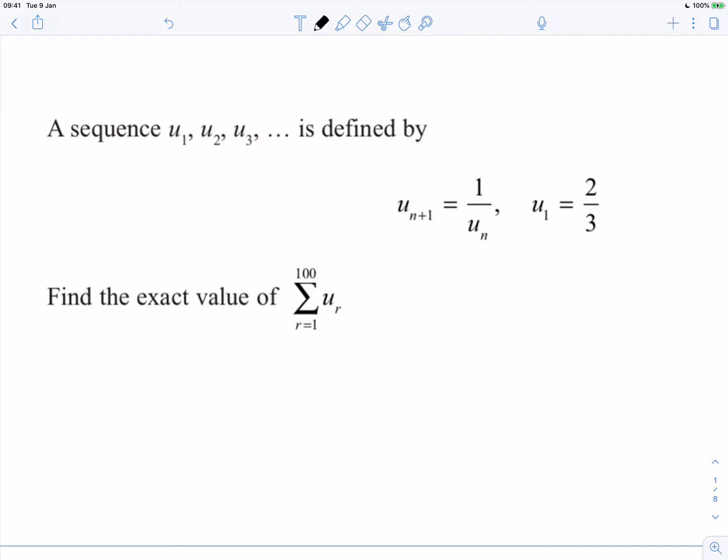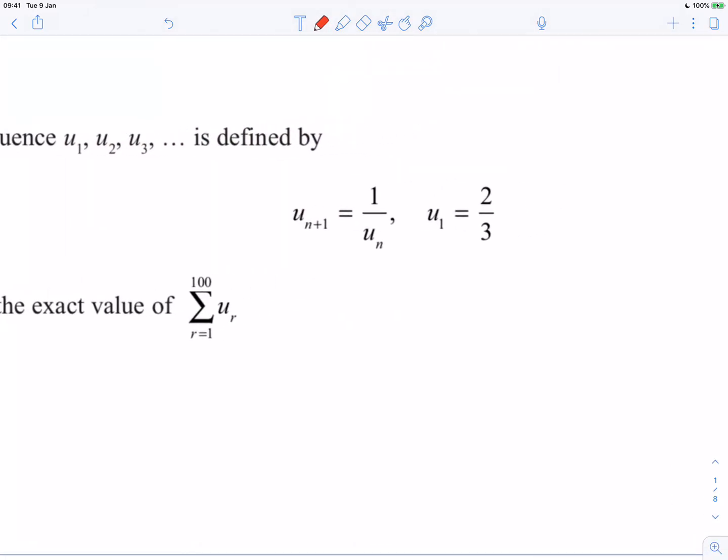Okay, so find the exact value of the sum from 1 to 100 of UR. So let's just see what happens after a couple of terms. Well, if U1 is 2/3, then what is U2? Well, U2 is the reciprocal of that, which is 3 over 2. And then when I want to know U3, I flip that U2 and it becomes 2/3 again. And it's just going to keep going backwards and forwards. This is an oscillating series. It's not particularly converging or diverging. It's just oscillating.